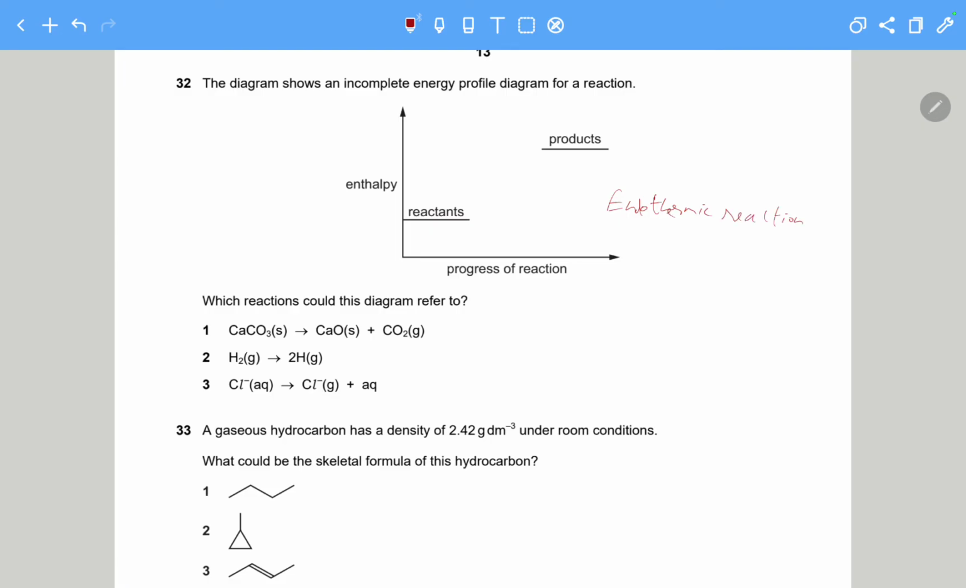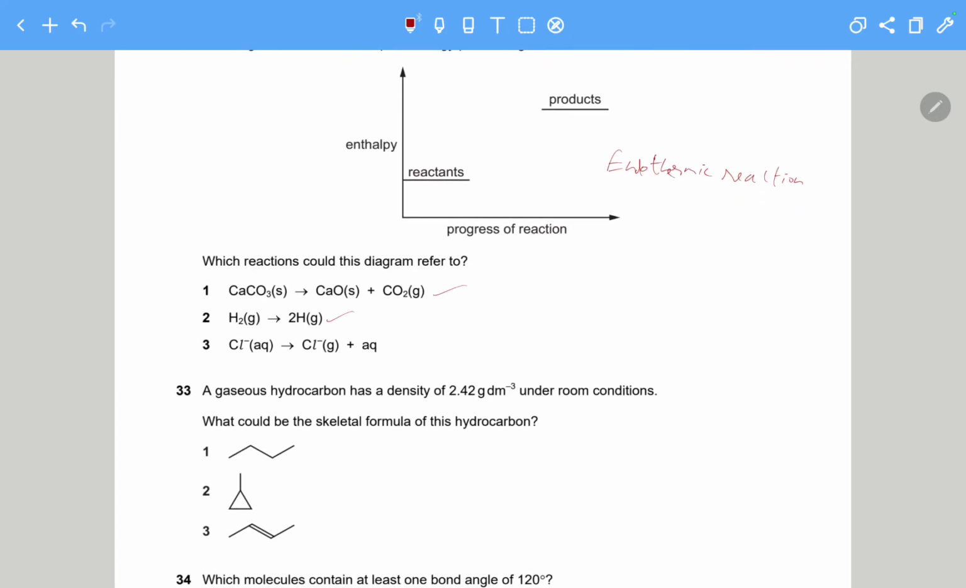Now, what reactions could this refer to? The first one, calcium carbonate decomposing to calcium oxide and carbon dioxide, of course, because all decomposition reactions are endothermic. Hydrogen gas atomizing to atomic hydrogen. This is also endothermic because atomization is always endothermic. And then chloride aqueous ions forming gaseous chloride ions in an aqueous solution. Now, remember the reverse of this reaction is hydration, and hydration is always exothermic. So this reaction should then be endothermic because it is the reverse of hydration. So this is also endothermic. Correct answer will be A.